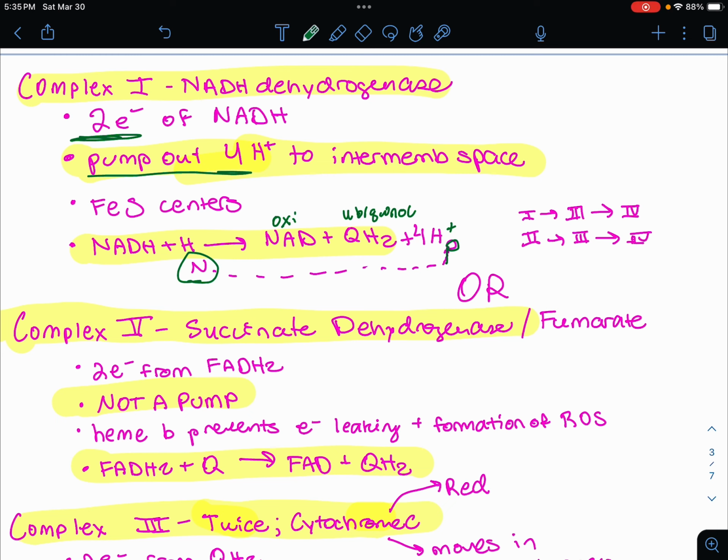Complex 1 and complex 2, what's interesting is both of them are kind of starting points. You don't go complex 1 to complex 2. You could go complex 1 to complex 3 to complex 4, or complex 2 to complex 3 to complex 4.